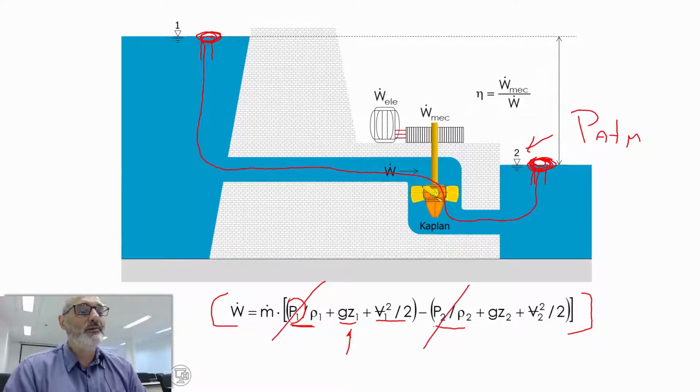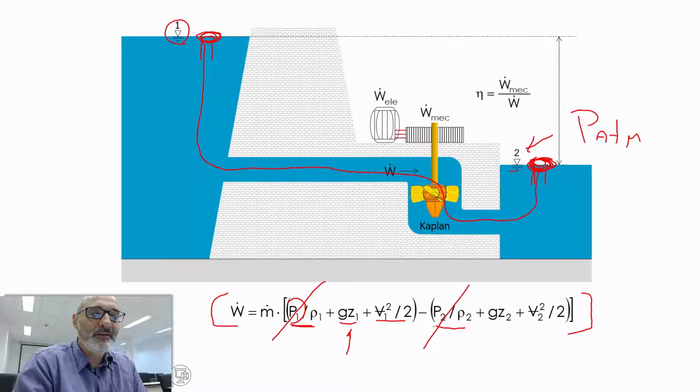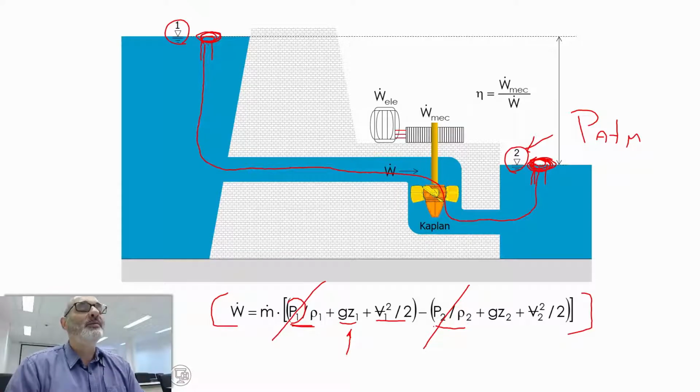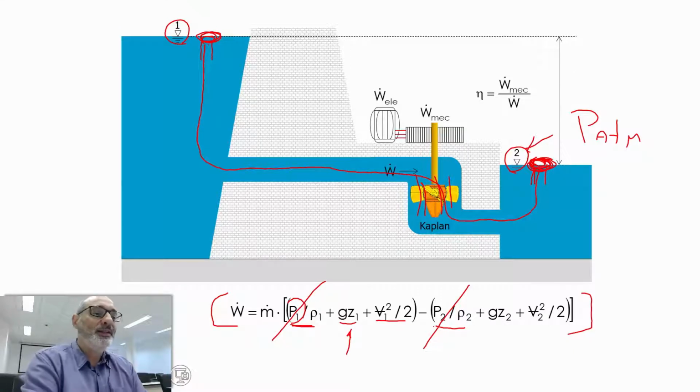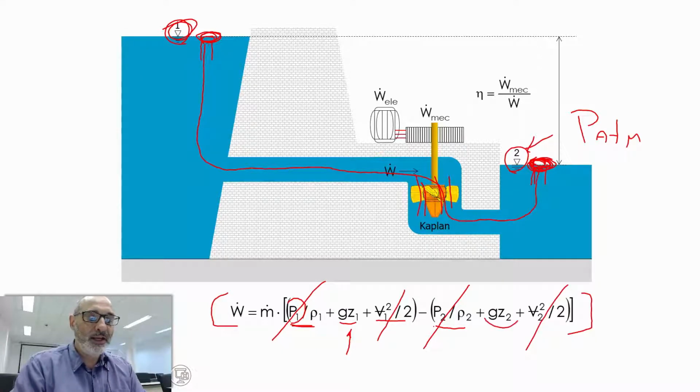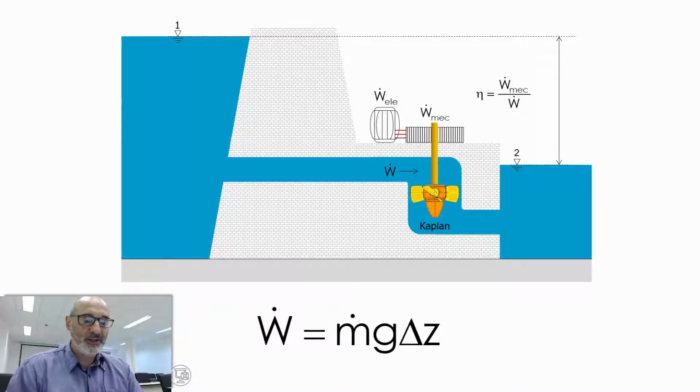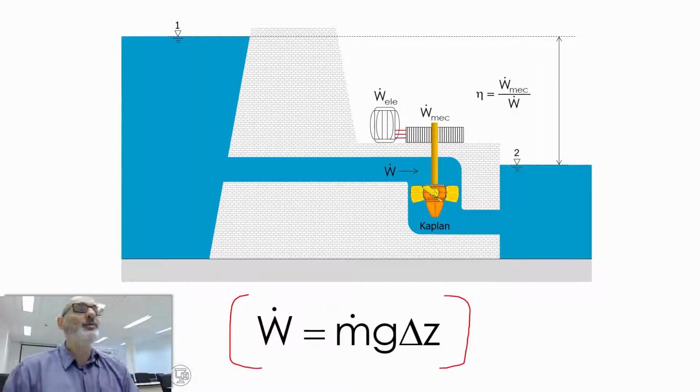So these terms will cancel. What's the velocity at 1 and what's the velocity at 2? It's 0. It's the same. I'm not talking about the velocity here at the turbine, I'm talking about the velocity at this position and at this position. So it's 0, so these terms cancel, and what you end up with is only these terms here, because Z1 is different than Z2. So what you get by canceling these terms is that final expression here, which accounts for the power generation from a variation in height.